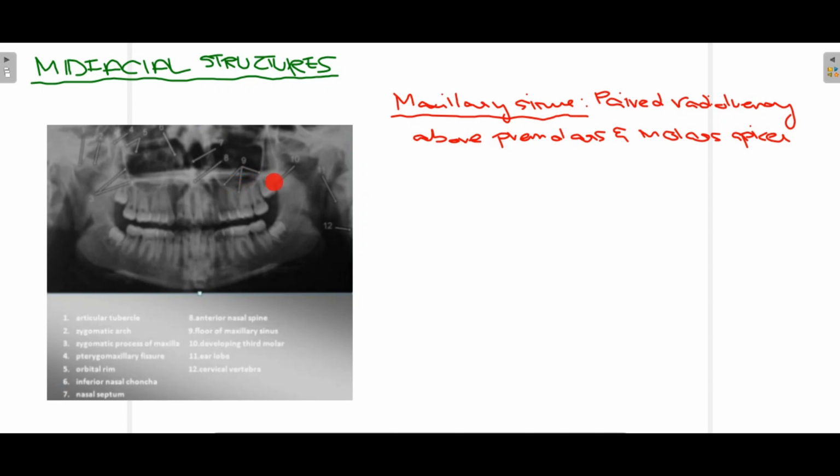Number 10 is your developing maxillary third molar, which you can very well appreciate over here. Number 11 is your earlobe, which you can see over here, and these are cervical vertebrae which somewhat are visible. So these are the mid-facial structures, although a bit difficult to appreciate, but sometimes they can be appreciated in an OPG.